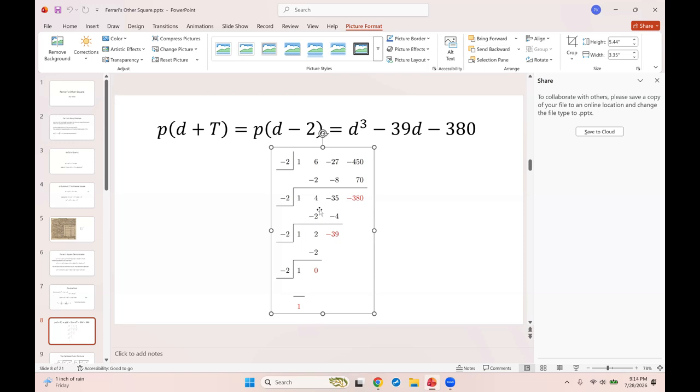So anyway, what we get out of this is that the equation of the polynomial, when it's shifted to the right 2 units, is d cubed minus 39d minus 380.